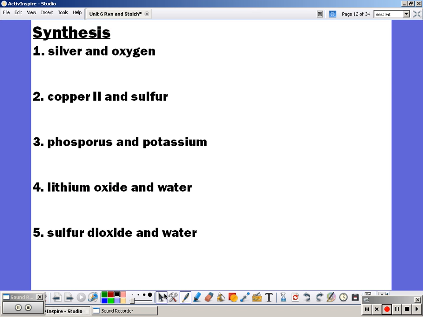Alright, so if we look at our first problem here, we have silver plus oxygen. These are elements by themselves, so we have to think about Hofbrinkel. If you have any of those 7 diatomics by themselves, then they need to have a subscript of 2. Silver is not a part of Hofbrinkel, but oxygen is, so oxygen should have a 2 as a subscript.